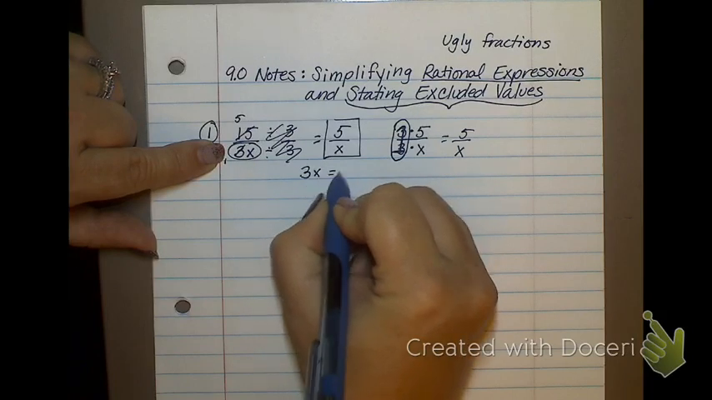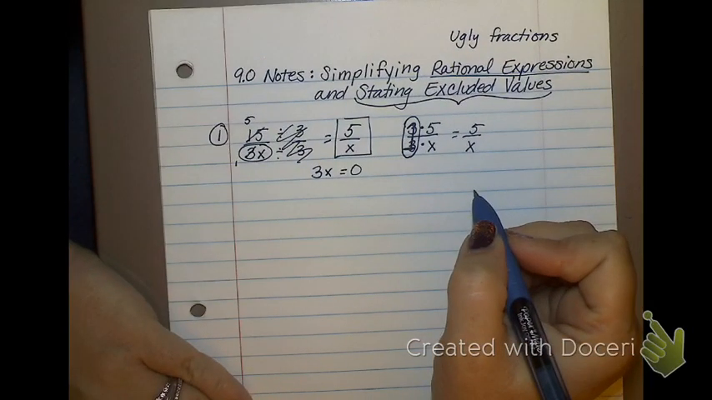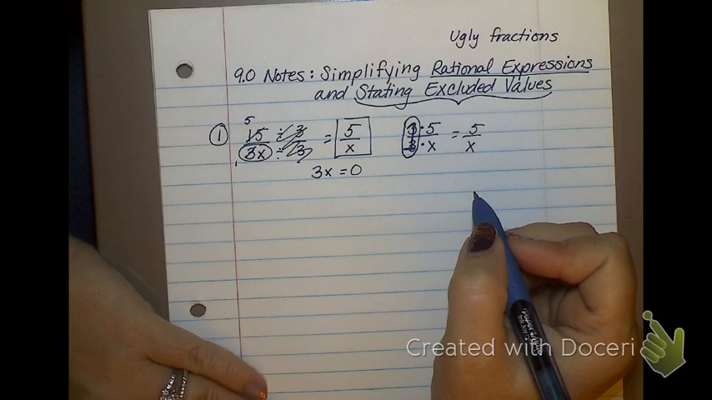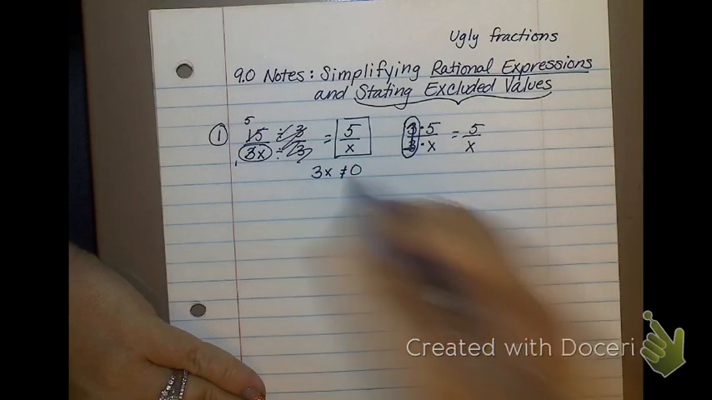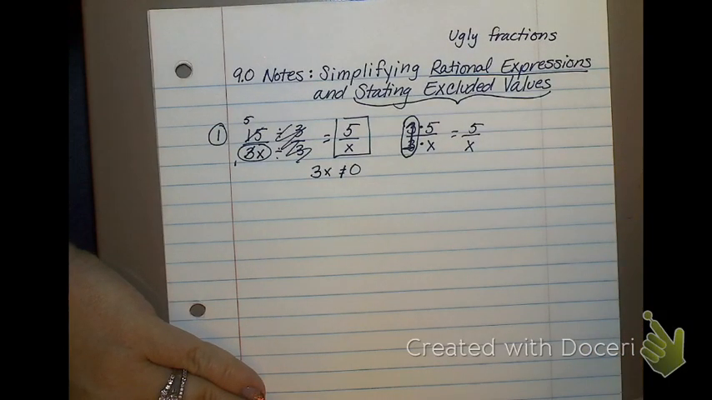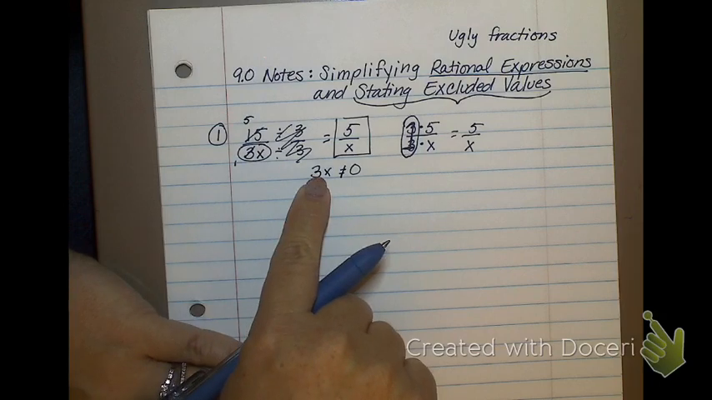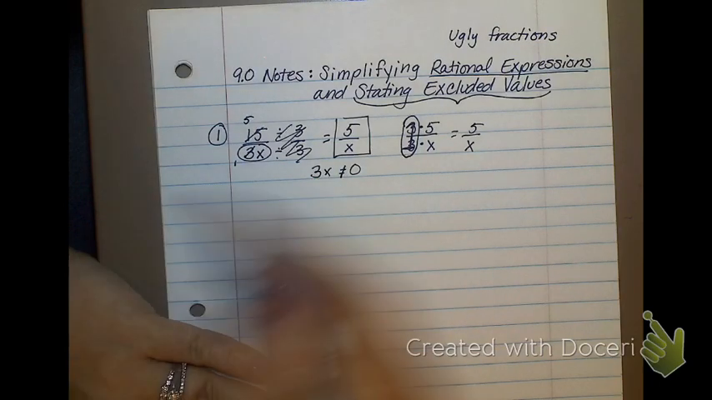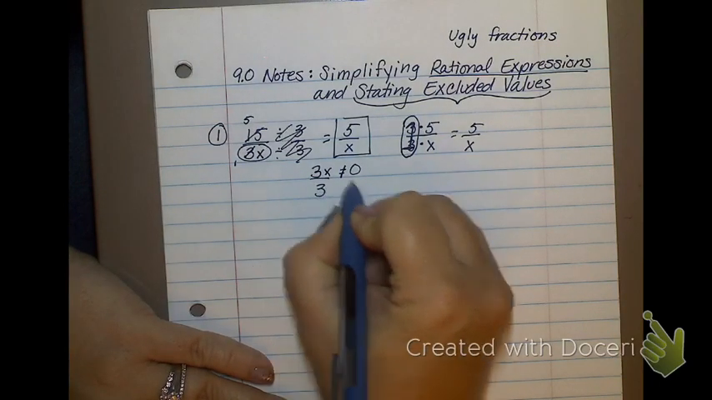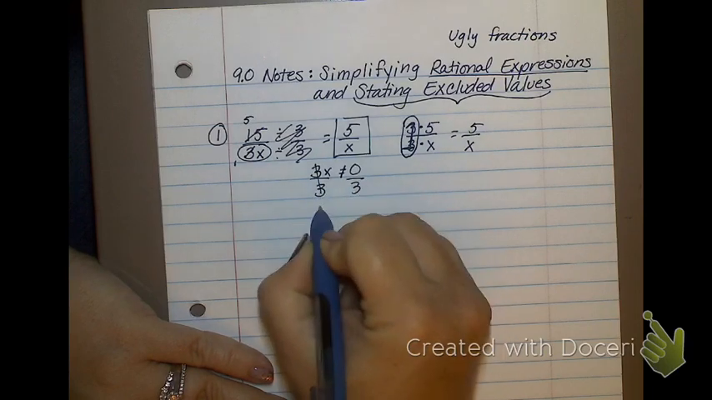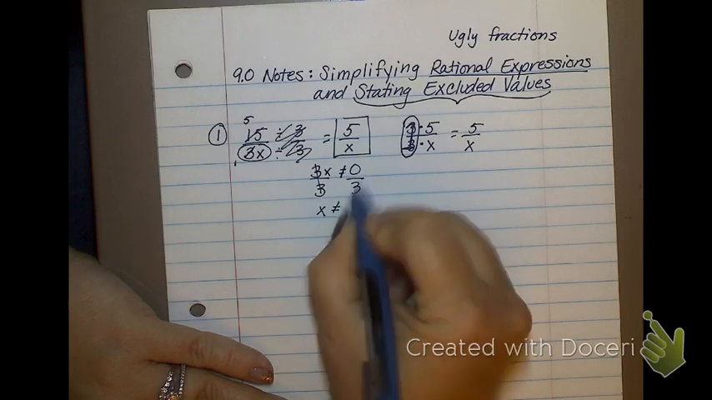So take your original denominator, set it equal to 0, and actually don't set it equal to 0. Set it not equal to 0. That's the symbol for not equal. It's just a slash through the equal sign. Why am I setting it not equal? Because I cannot have that equal 0. So I'm going to divide by 3. And I have to say that x cannot equal what is 0 divided by 3?